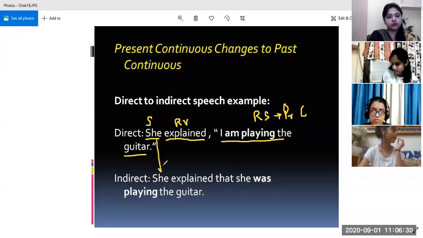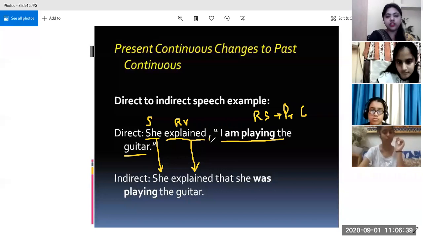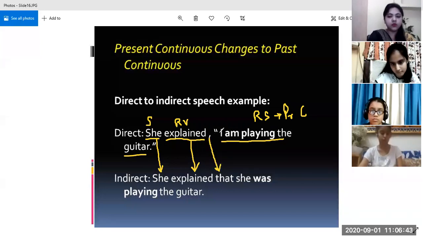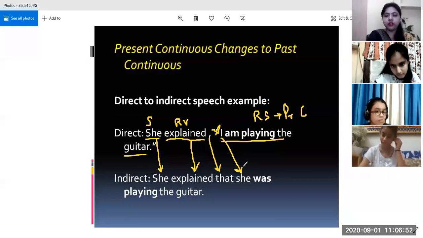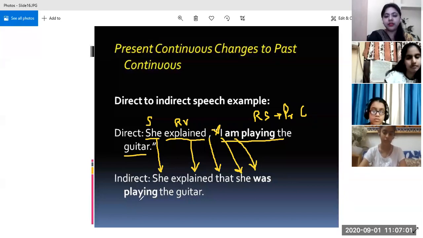Convert it into indirect speech. She will remain she only. No change in the subject. Explained, there is no change in the reporting verb also. Removal of comma, addition of that. Next is removal of inverted commas. Removed. No inverted comma. I will change into she. Now we very well know how to change the pronoun. Am will change into was, and playing will remain playing only. The guitar will come in its place.